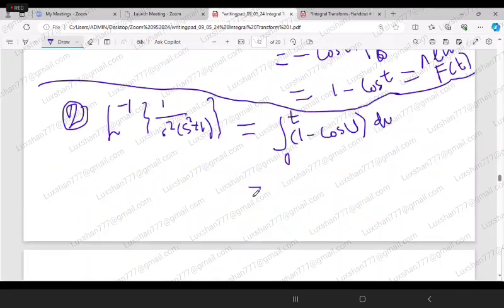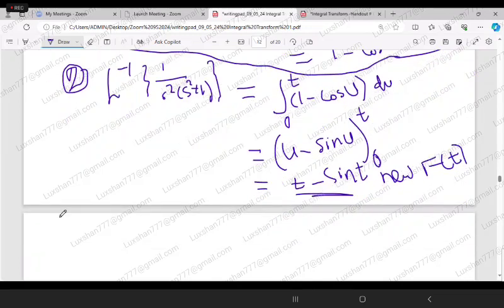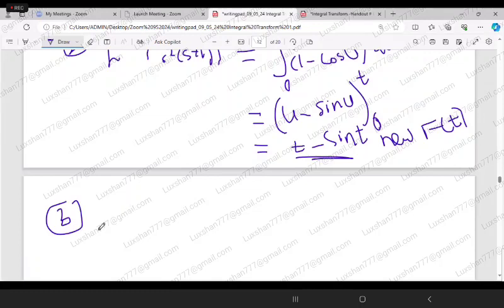So if you integrate this one, you get u minus sine u. Then you have to substitute 0 to t. So if you substitute 0 to t, you will get t minus sine t, because when you substitute u equals 0, that becomes 0. So this is now your new f(t). Then to find L inverse of 1 over s cube, 1 more s, we are dividing by 1 more s.